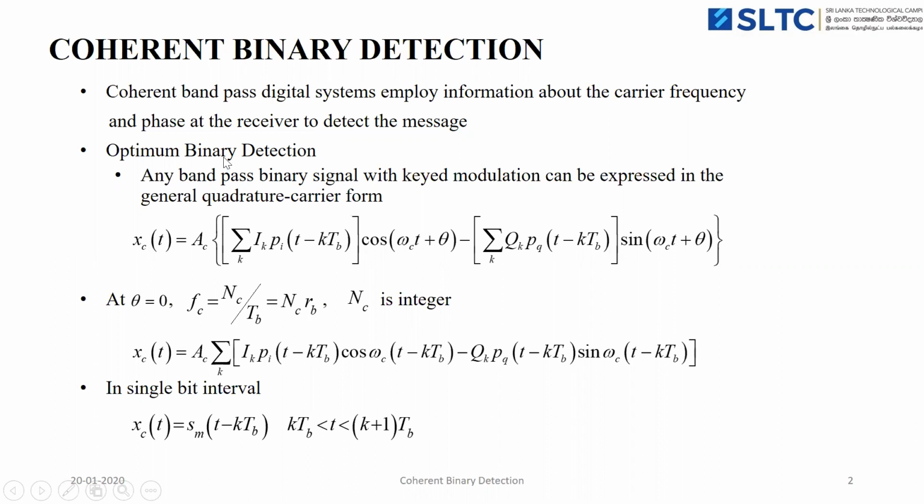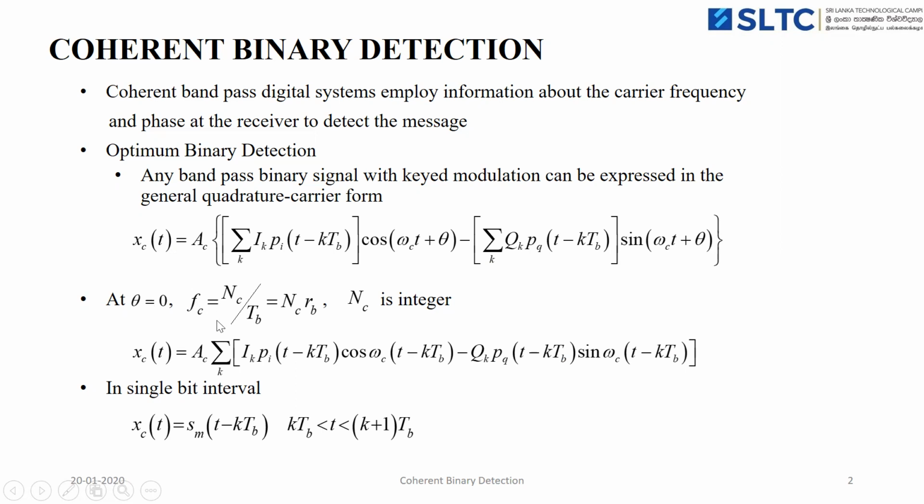In this case, we can take the bandpass modulated signal in quadrature carrier form, which is mathematically denoted by Xc of t. It consists of an in-phase and a quadrature term. Here cos(ωc t + θ) and sin(ωc t + θ) are the carrier terms, and the square bracket term indicates the message term of the modulated signal. Here p of t is the rectangular pulse and Ik is the respective amplitude level of the rectangular pulses, and we assume that the initial phase θ equals 0.